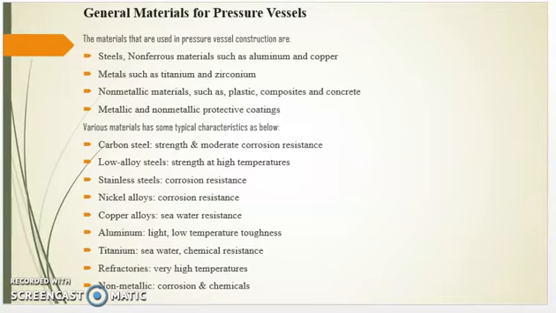First is carbon steel, strength and moderate corrosion resistance; low alloy steels, strength at high temperatures; stainless steels, corrosion resistance; nickel alloys, corrosion resistance; copper alloys, seawater resistance; aluminum, light, low temperature toughness; titanium, seawater, chemical resistance; refractories, very high temperatures; non-metallic, corrosion and chemicals.